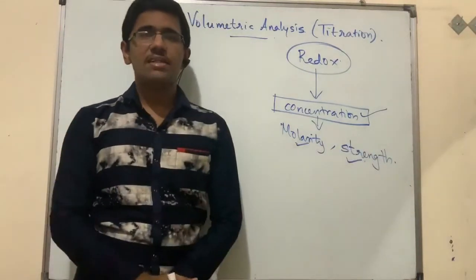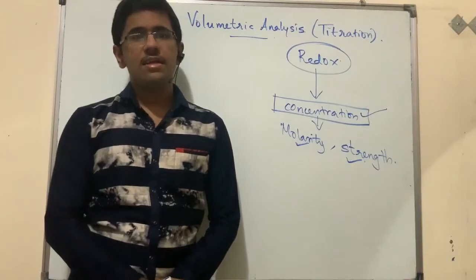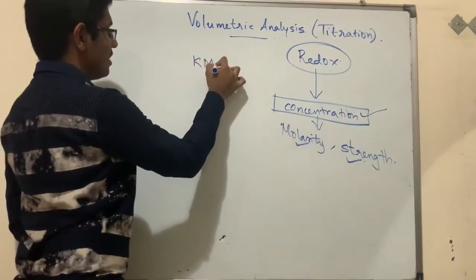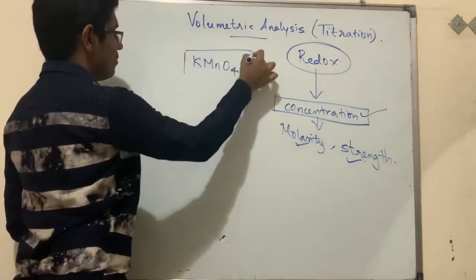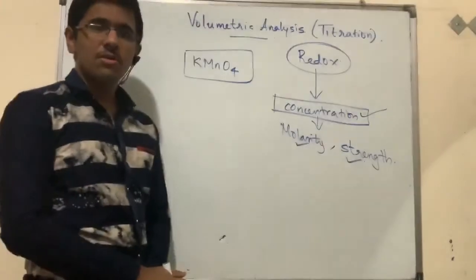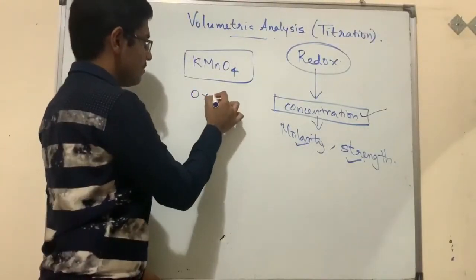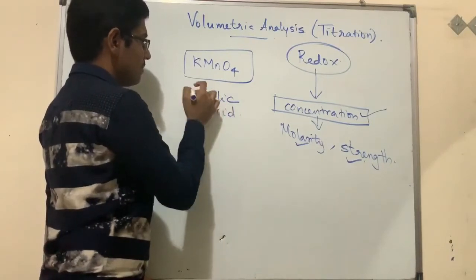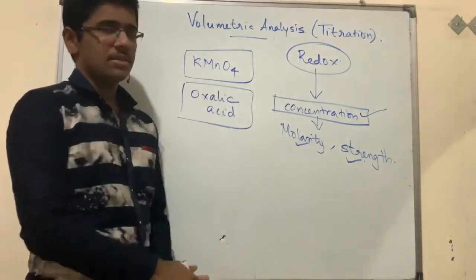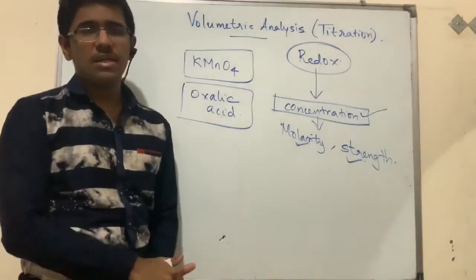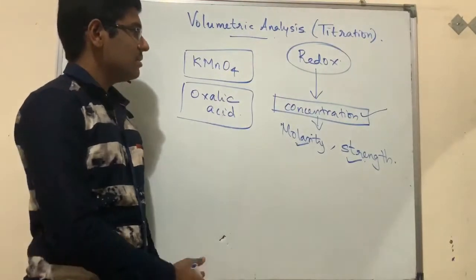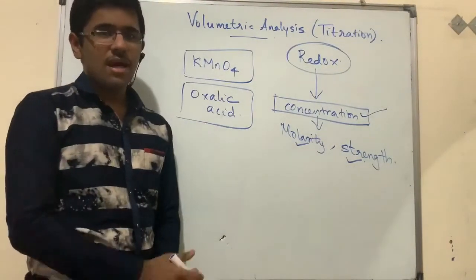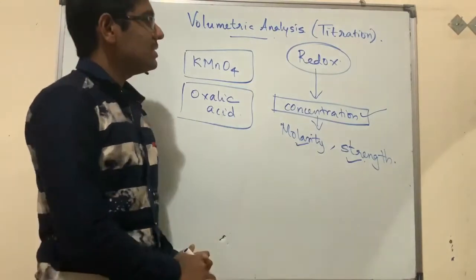Molarity and strength we are determining, and in your grade 11 and 12 you are mainly dealing with potassium permanganate, KMnO4, and also oxalic acid. Many other types of titrations are possible, but these two are some common types: permanganometry and the acidometry titrations. Okay, so let's discuss the Viva questions.